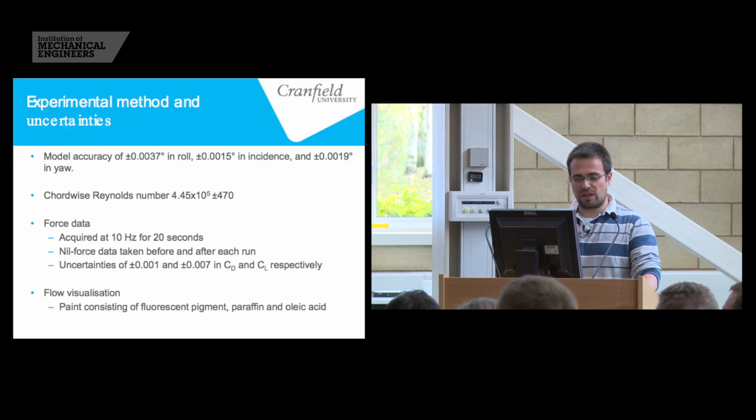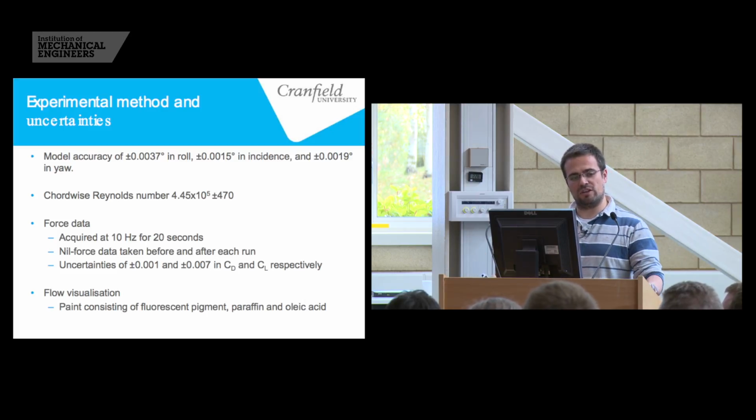So, accuracy of the model: the positioning of the wing was done by 4 pins on the end of the wing, and the height was measured to the ground. The chord-wise Reynolds number is representative of 25 meters per second. Data was acquired at 10 hertz for 20 seconds at each point. I did 22 ride heights.